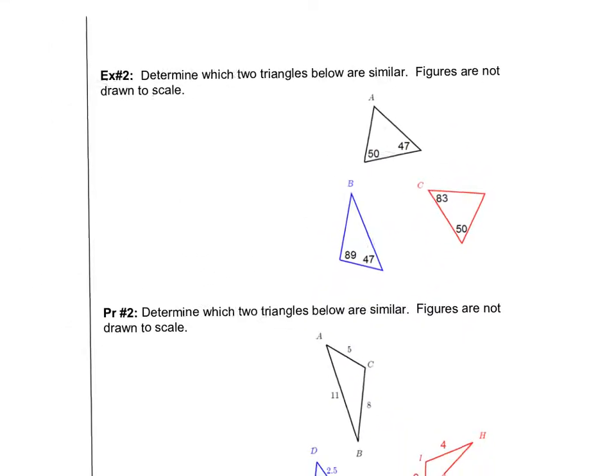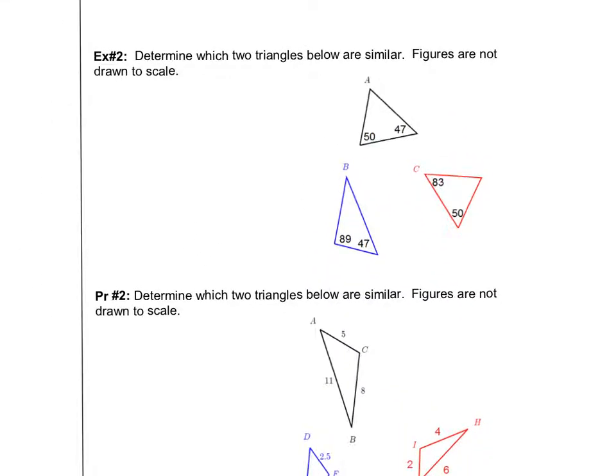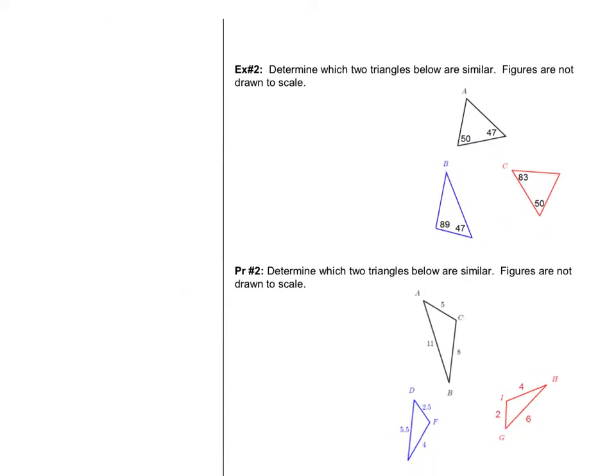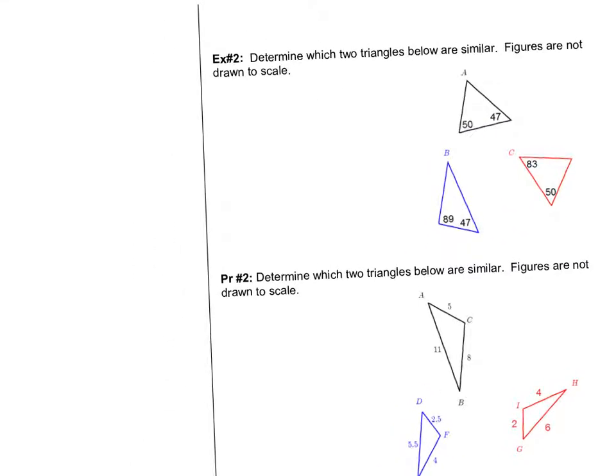All right, so this one says, determine which two triangles below are similar. Figures are not drawn to scale. Before we figure out what two triangles are similar, let's talk about the three ways that we have to demonstrate that they're similar. We said that there's AA, side, side, side, and side, angle, side.